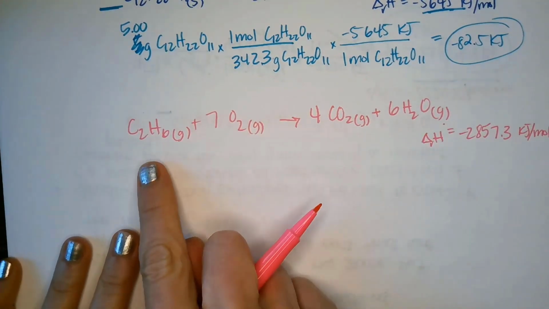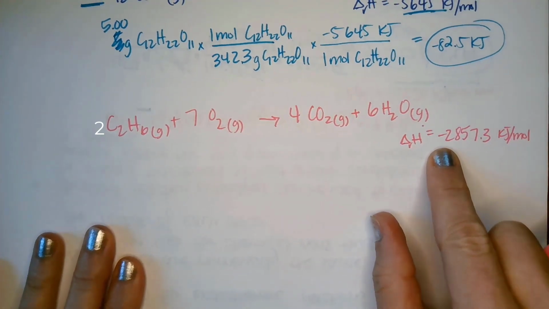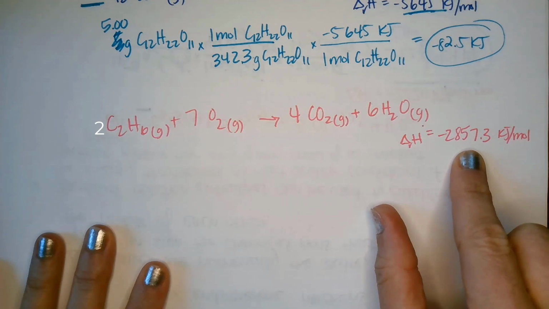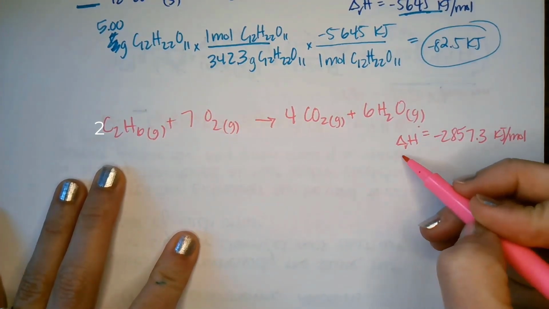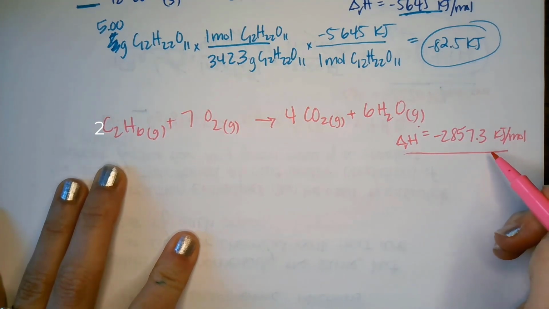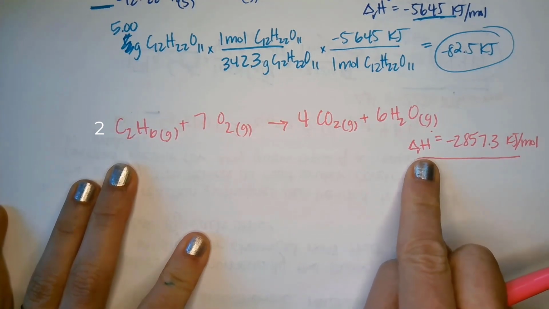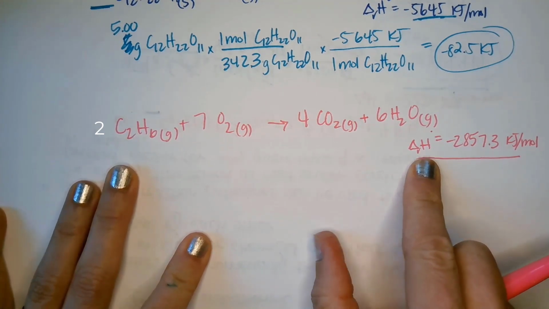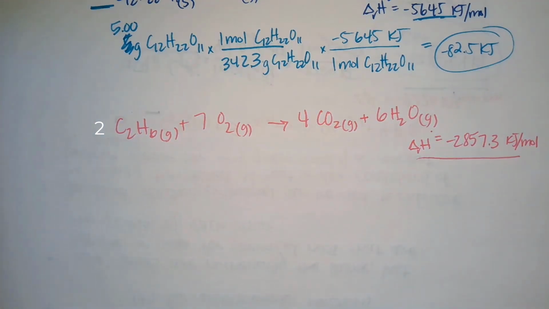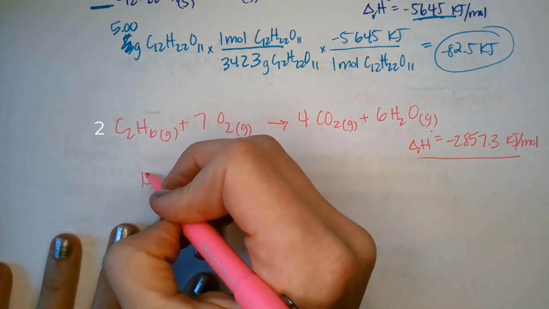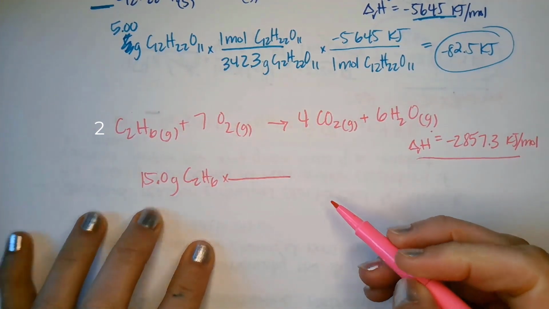Here we're told the combustion of ethane has an enthalpy change of negative 2,857.3 kilojoules for this reaction that is written. Again, these enthalpies are given to you. You don't have to just know that. So these are always given. But we want to calculate the delta H for the combustion of 15.0 grams of ethane, 15.0 grams of C2H6. So our first step is going to go grams to moles.